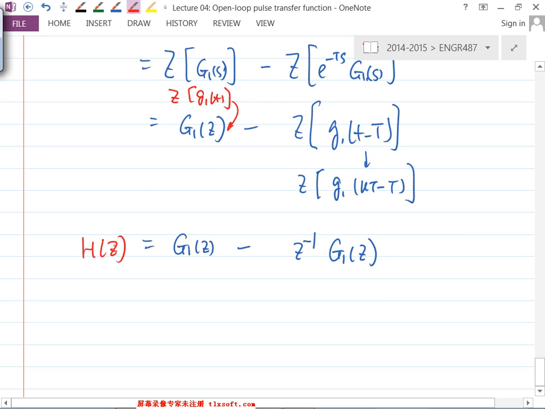So what is h of z equal to now? It's 1 minus z to the power of -1 times g1 of z. And what is g1 of z again? It's the z transform of G of s over s.